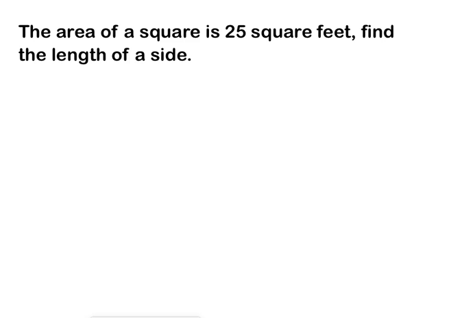Okay, now we are gonna see what we can do by working backwards. We're gonna try to figure out a missing measure working backwards. So we are given the area of a square is 25 square feet. Find the length of a side. So whenever you have these working backward problems, guys, I would like you to write your formula. So I'm looking for the length of a side of a square. So we know the formula for the area of a square is S squared, our side length squared.